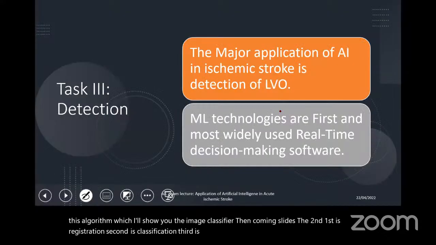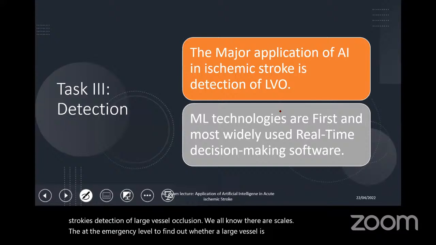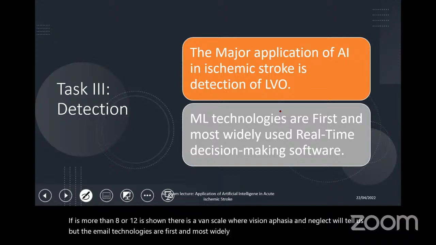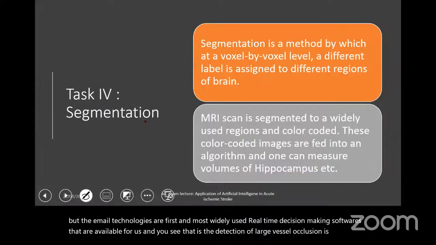The major application of AI in ischemic stroke is detection of large vessel occlusion. We all know there are scales at the emergency level to find out whether a large vessel is occluded. The NIHSS stroke scale, if it's more than 8 or 12, is suggestive. There is a VAN scale where vision, aphasia, and neglect will tell us. But the ML technologies are the first and most widely used real-time decision-making software that are available for us. And you see that detection of large vessel occlusion is facilitated by this.